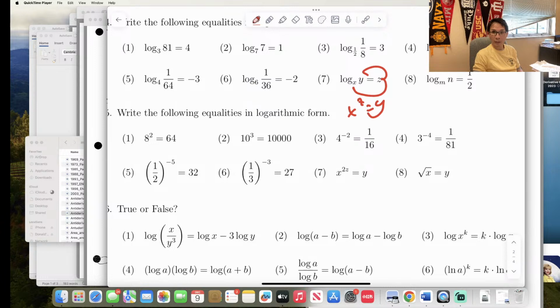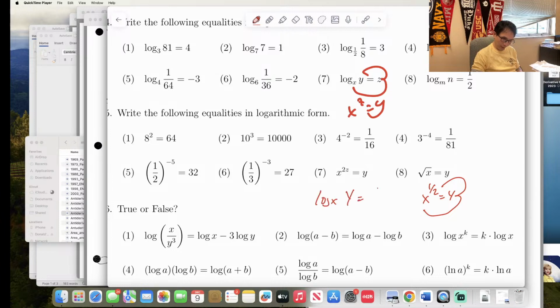You said 8. 5A. Square root x over y equals to one. So this one is going to be x to the 1/2 equal to y. It's an exponent, so you start with the base. So it's log of x of y is equal to 1/2.